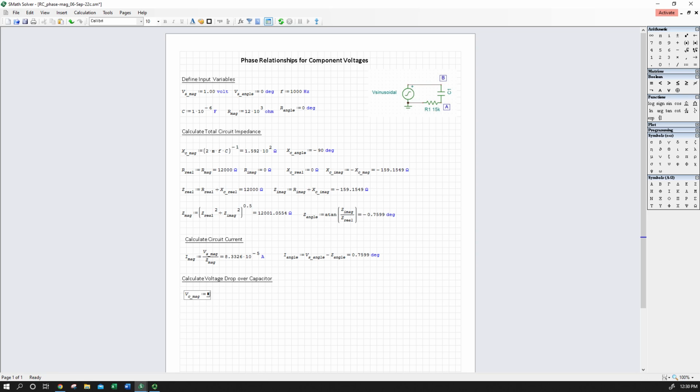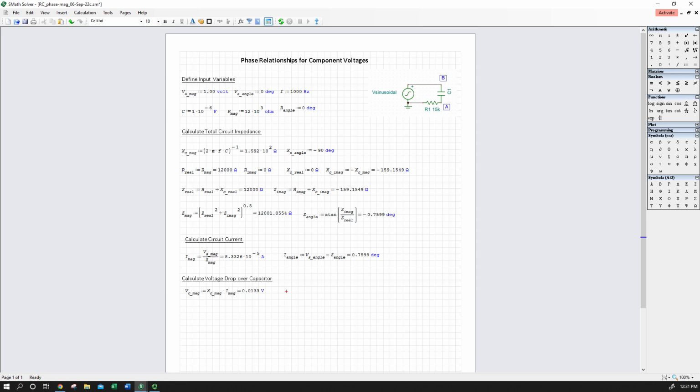So using my polar arithmetic rules, I'm going to apply Ohm's law to the magnitude first, and I'm going to say V sub C mag is going to be equal to my X sub C mag times the current flowing through it, which is I mag. And lo and behold, I get a number in volts, which is a good sign.